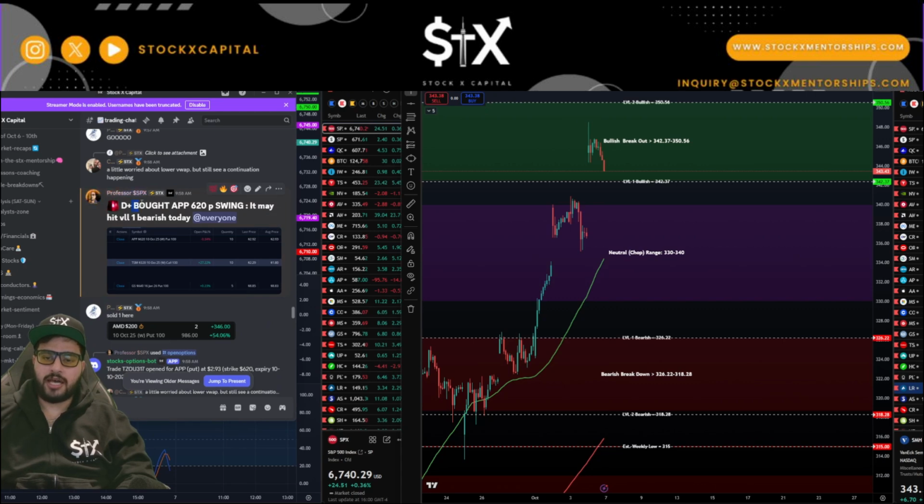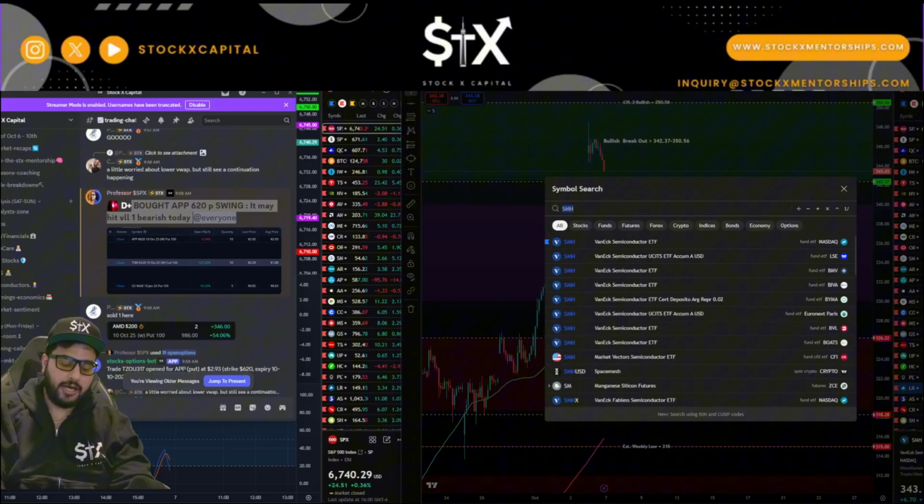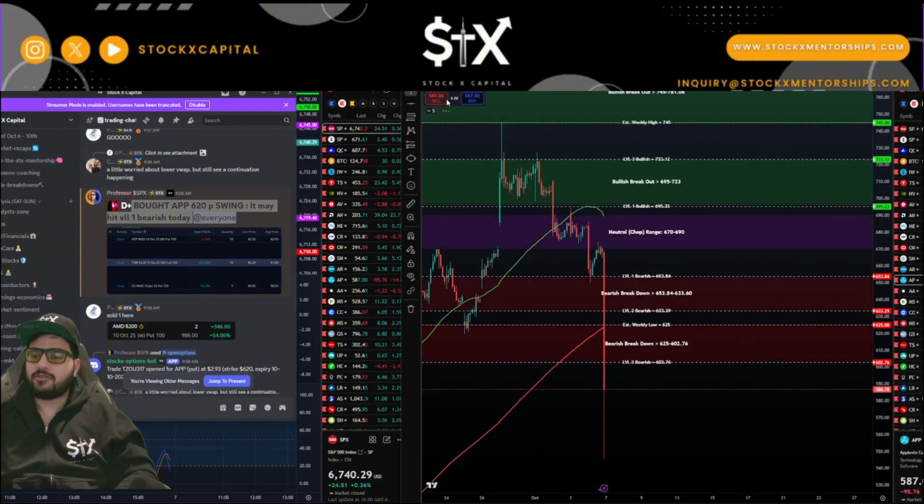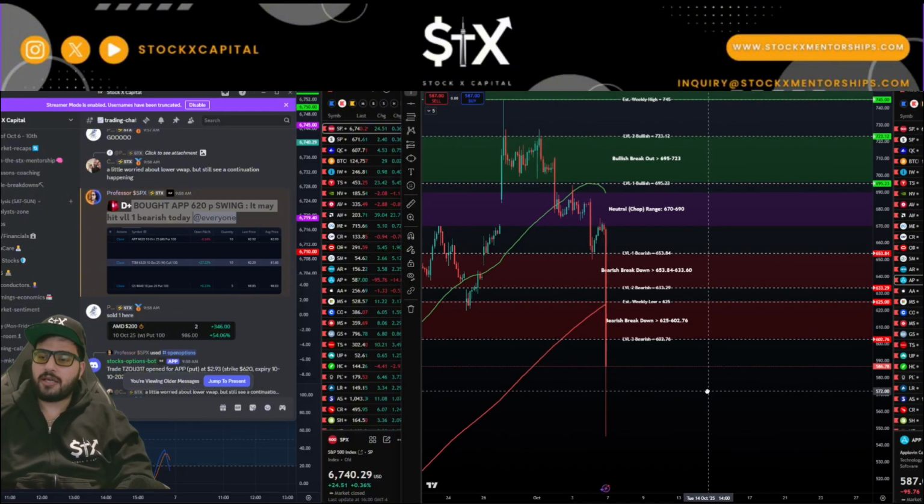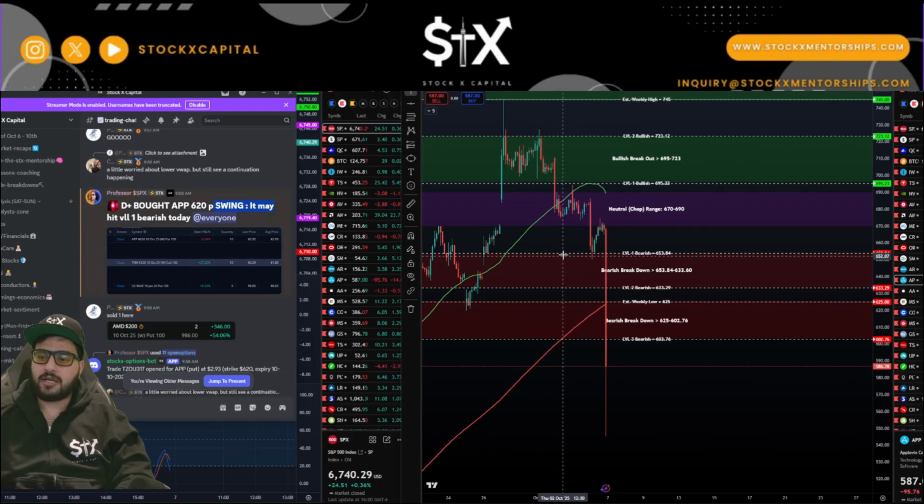We then took App 11 620 puts. Now, these App 11 620 puts were a banger trade. We made around 80%. Had we held that into the news, we would have made a massive gain. We initially wanted to swing it, but I bought it anticipating that it would hit this level 1 bearish, which it actually did. It hit this level 1 bearish, key support, and it bounced all the way there.